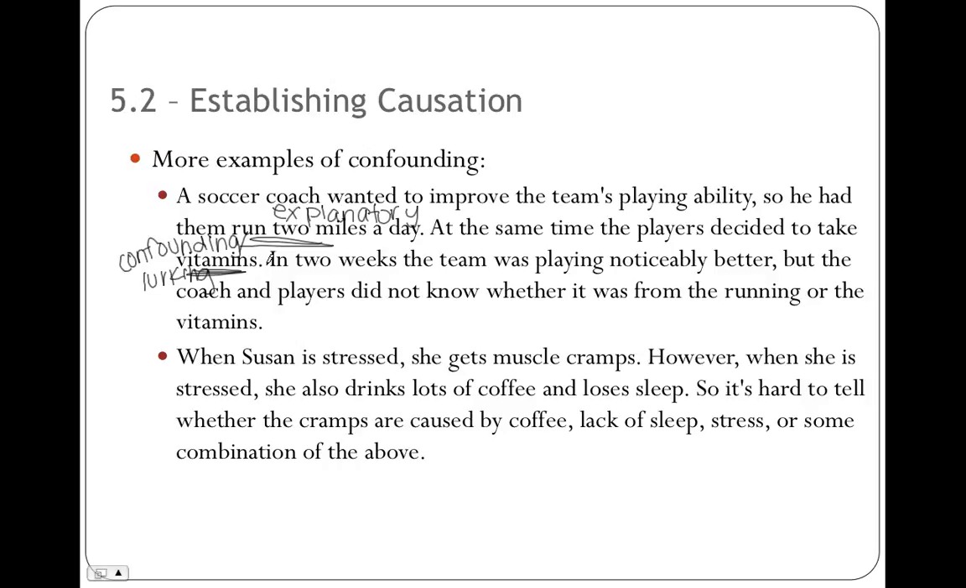Another example: when Susan is stressed, she gets muscle cramps. However, when she's stressed, she also drinks lots of coffee and she loses sleep. So I can't tell whether her muscle cramps are because of stress, because of coffee, since caffeine dehydrates you and it can cause cramps, or because of the lack of sleep. Honestly, it's probably some combination. So she may want the stress to be that explanatory variable, but we have these lurking variables of coffee and sleep loss that are confounding that relationship.